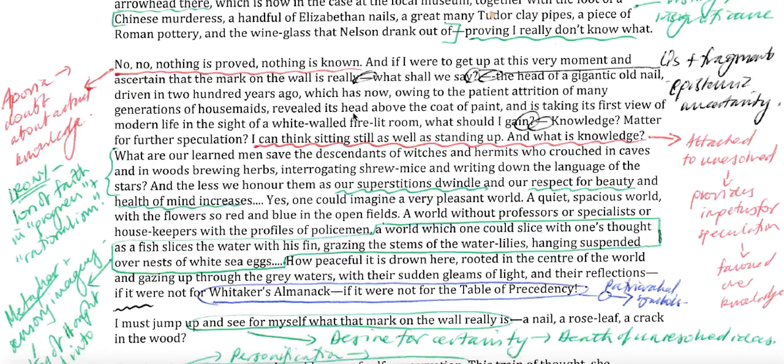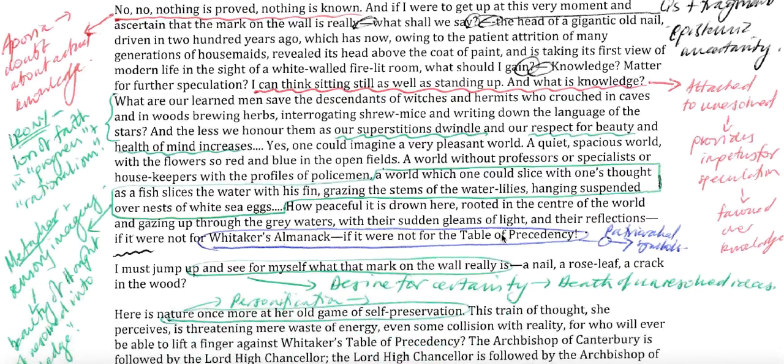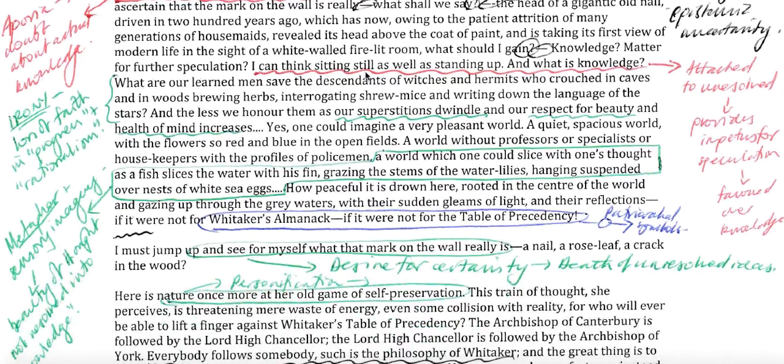That here, if we say that it's being revealed because of so many housemaids revealing the nail poking out of the wall just because they've constantly been attending to the wall through various sorts of housework, and that she's imagining the nail taking its view of modern life. What she wonders then is, what is the value of this particular speculation? I can think sitting still as well as standing up, and what is knowledge?